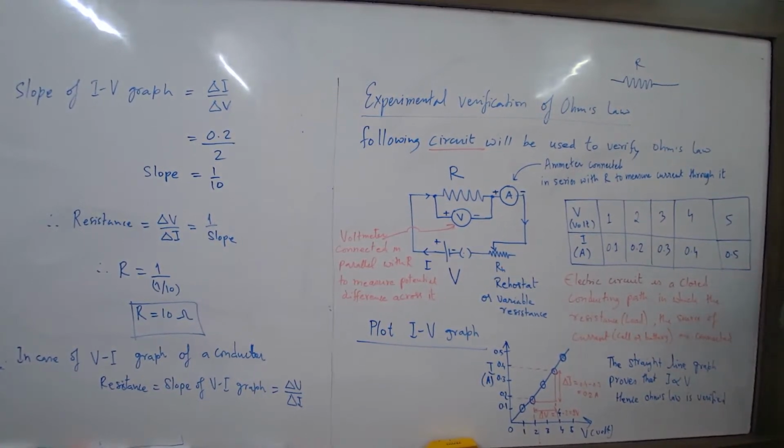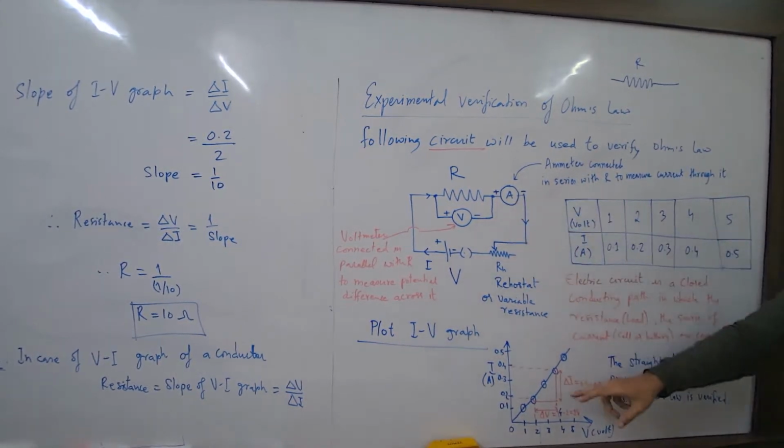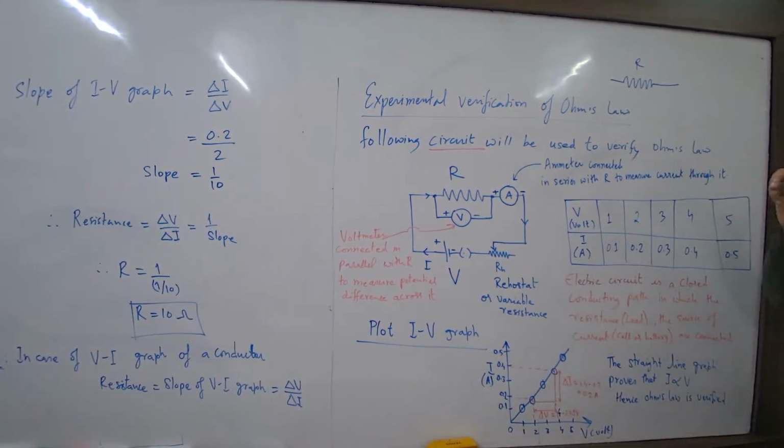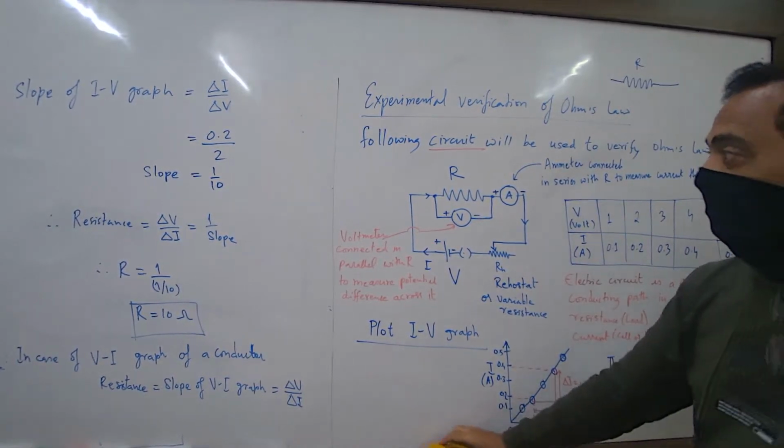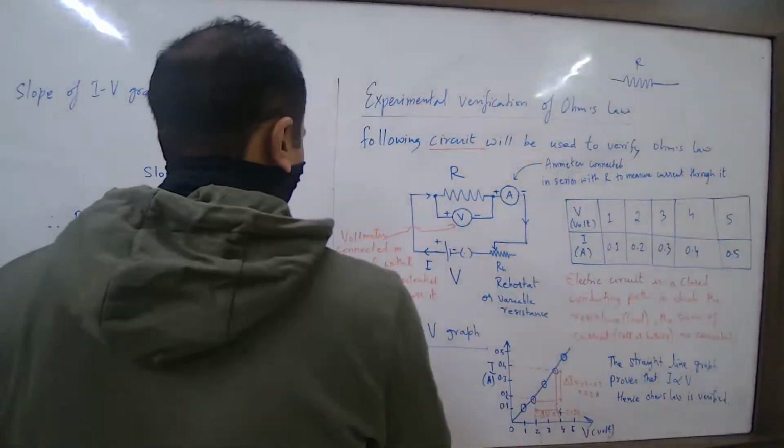All such devices are ohmic devices. There are certain electrical devices for which the graph is a curve, not a straight line. Then they are called non-ohmic devices. As simple as that. So let's understand what is an ohmic device and what is a non-ohmic device.